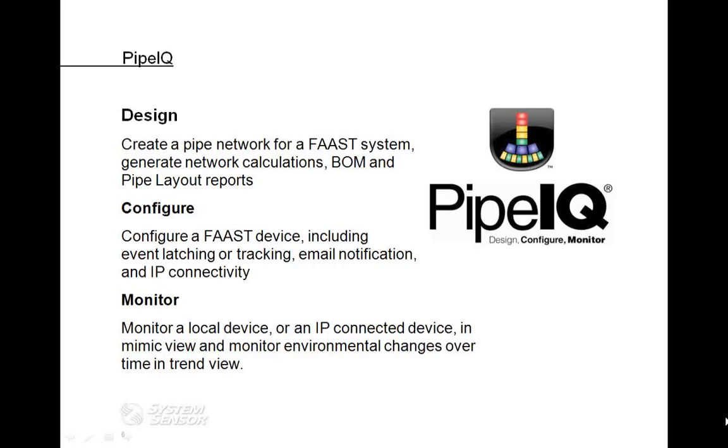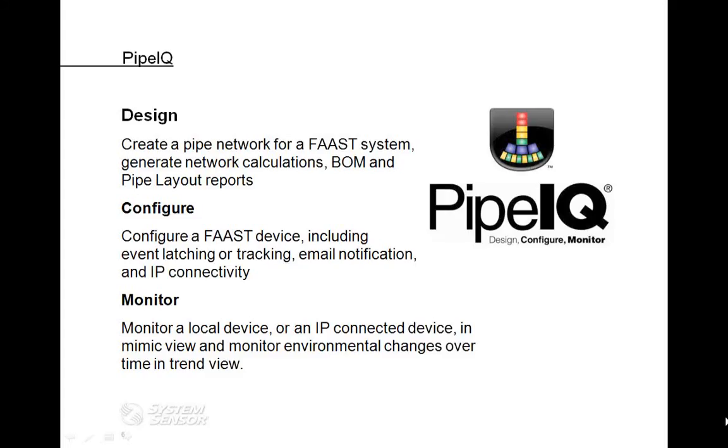PipeIQ is also used to configure a FAAST device for its obscuration, and intelligent devices will also set their address using PipeIQ. In addition, there are several other options to program, which we'll go through in just a minute, such as configuring events to latch or track, as well as configure the device for its IP connectivity and email.